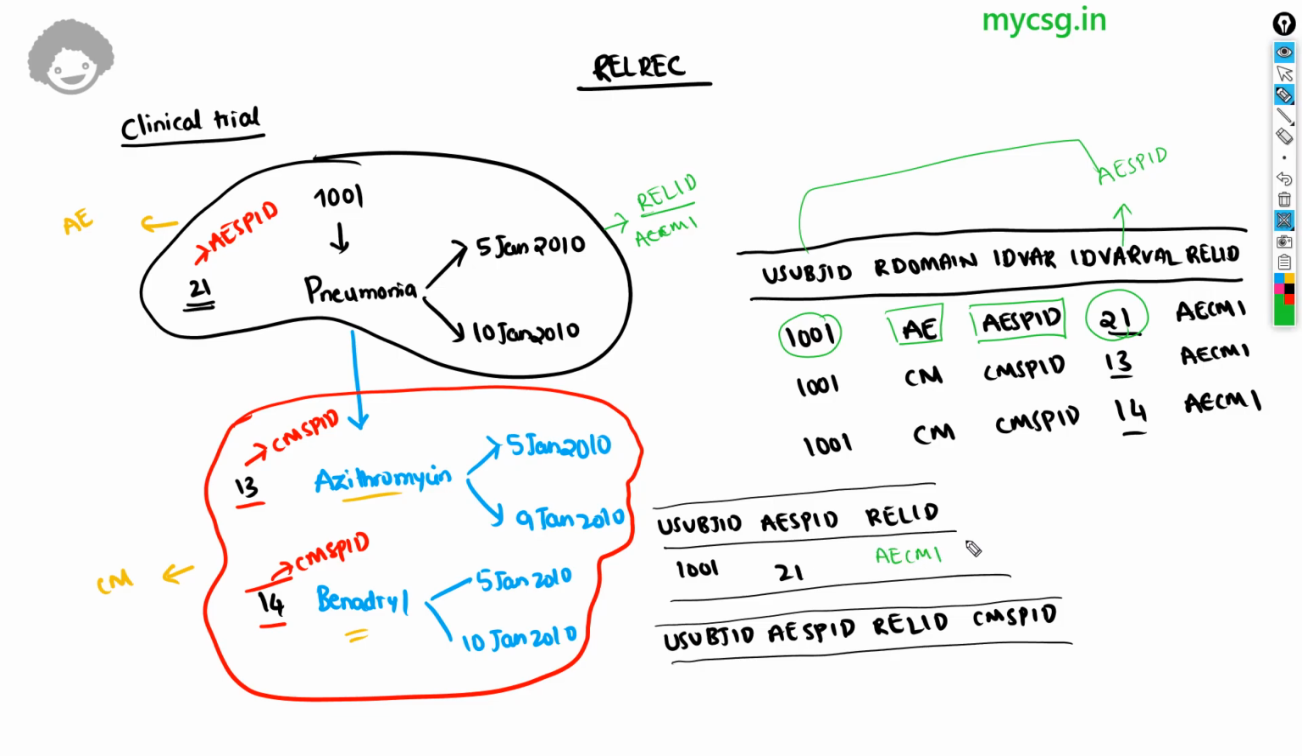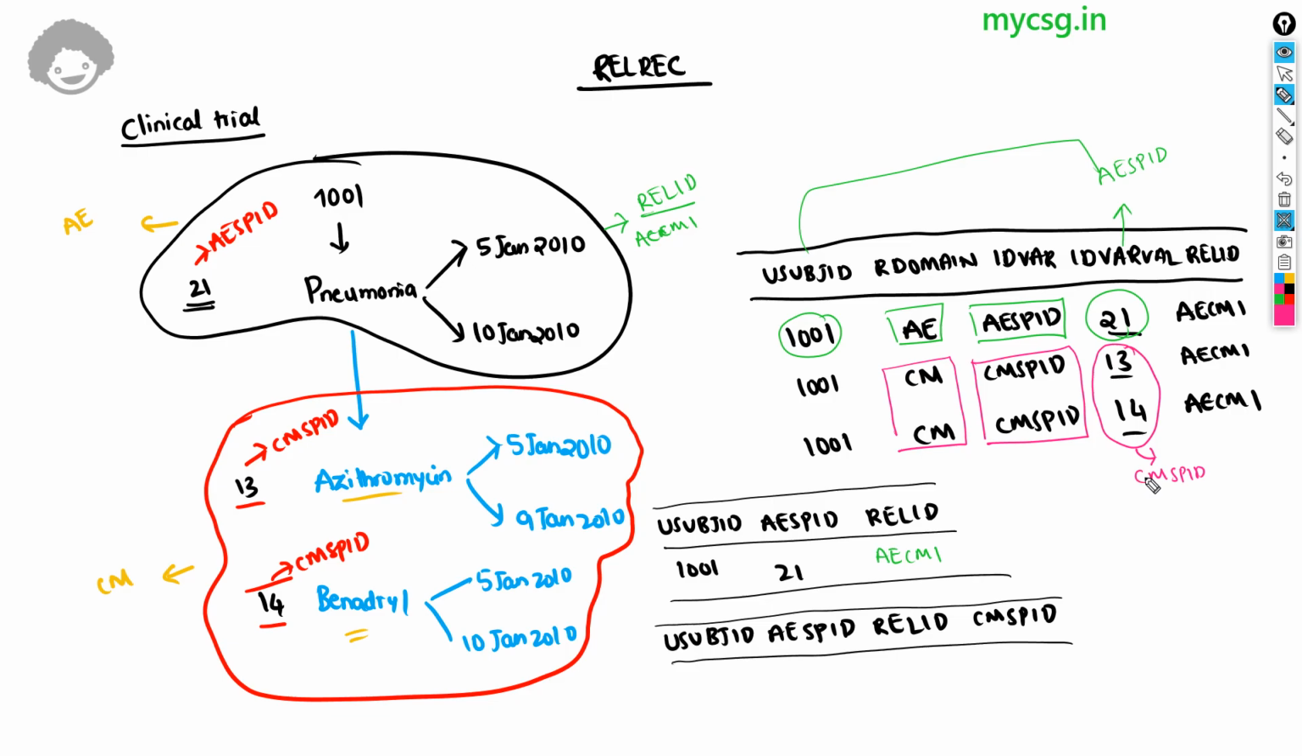In the next step, we need to fetch the CMSPIDs associated with this RELID of AECM1. For that, we need to subset the records where RDOMAIN is equal to CM and IDVAR is equal to CMSPID. So we'll get these two records in that subsetted dataset. In this second subset, we know that the IDVARVAL variable has the values of CMSPID, so we can rename IDVARVAL as CMSPID.